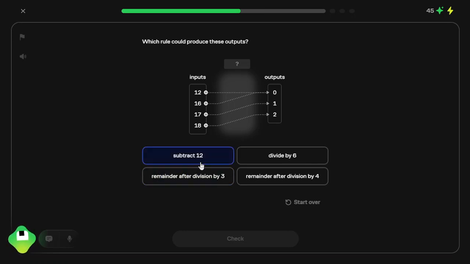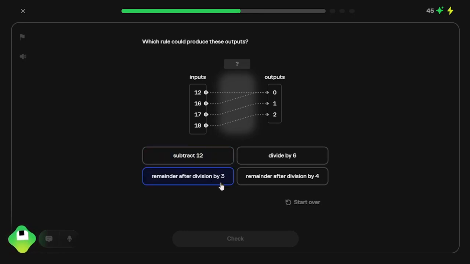So first I try subtract 12. So why would subtract 12 on 12 be 0? That's correct. But what about 16? 16 would equal 4. So I don't think of that. Divide by 6. It's also not that, because 12 divided by 6 you get 2.